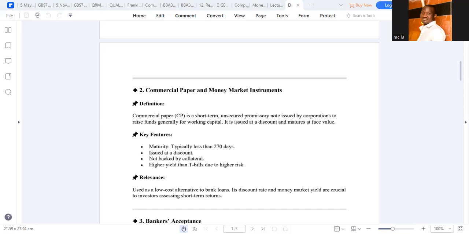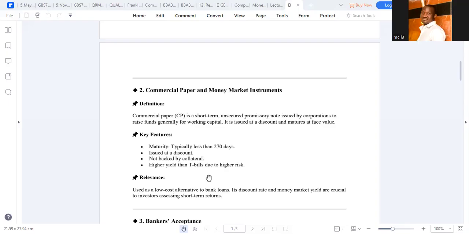The relevance they have is that they are used as a cost-effective alternative to short-term bank loans. And they play a very critical role in the money market because they provide liquidity to corporations. Right? So commercial papers are very essential when we're making investment decisions because they offer a balance between risk and return.